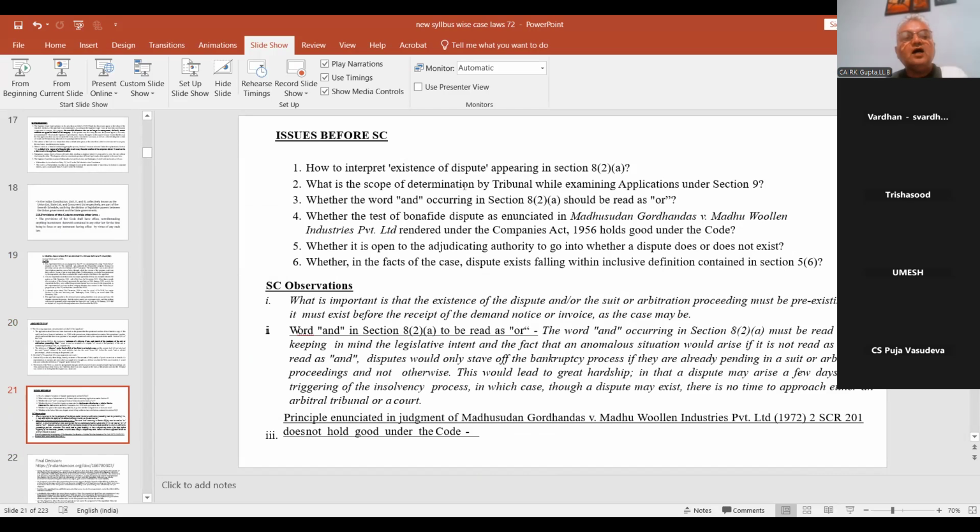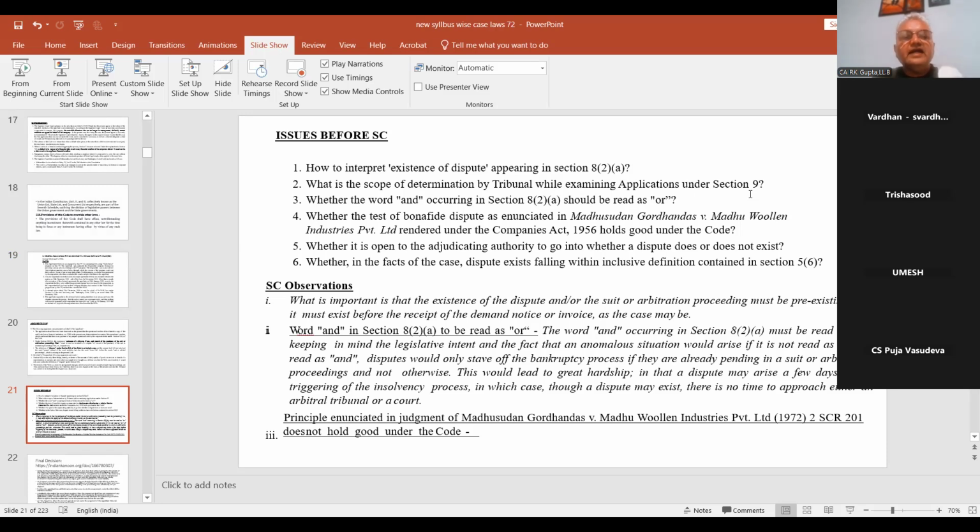First was how to interpret the existence of dispute. This we all know. Then, what is the scope of determination by the tribunal while examining applications under Section 9? So the powers of the tribunal were also discussed, because the tribunal has limited powers. They can only decide on certain things.